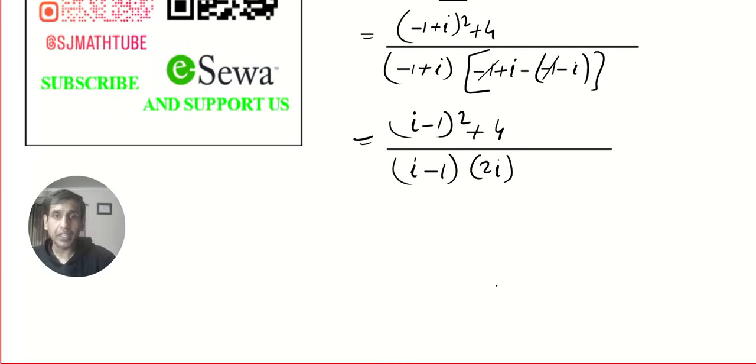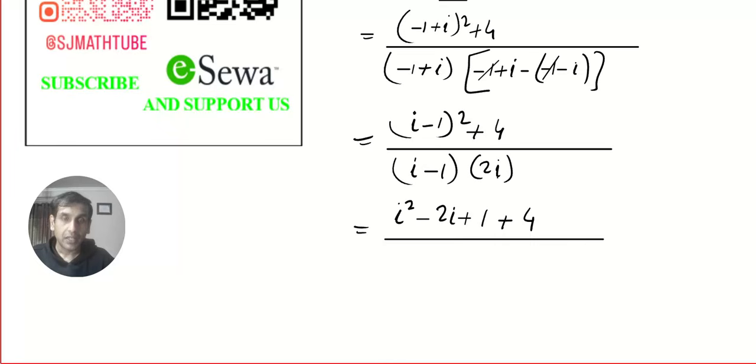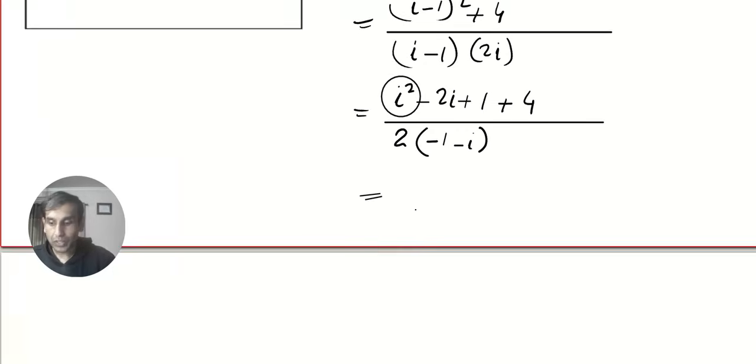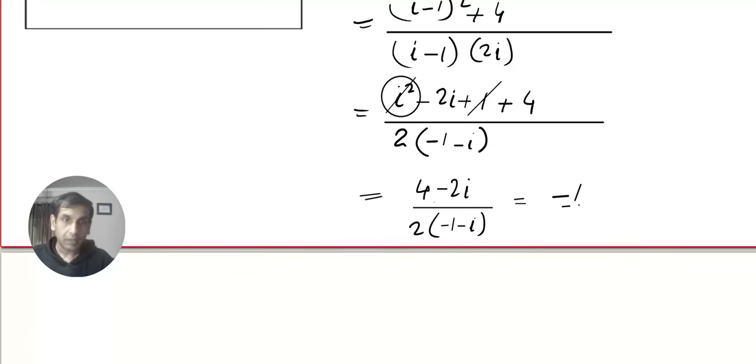Again, strong recommendation, use a calculator. Anyway, I'm not using a calculator, I'm going to do it manually. a square minus 2ab plus b square plus 4 divided by 2 will be there, and this i and i will be i square, which is minus 1, and minus i. So this i square will be minus 1, and minus 1 plus 1 gets cancelled. You end up like (4 minus 2i) divided by 2 multiplied by (minus 1 minus i). Okay, we end up like the residue is 3 by 2 into i.